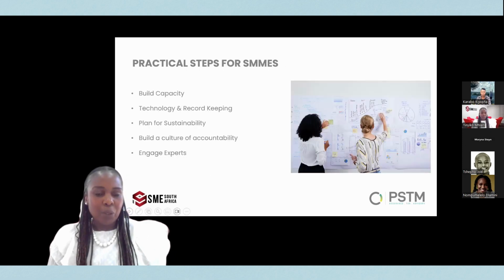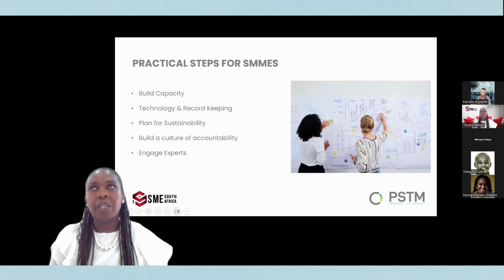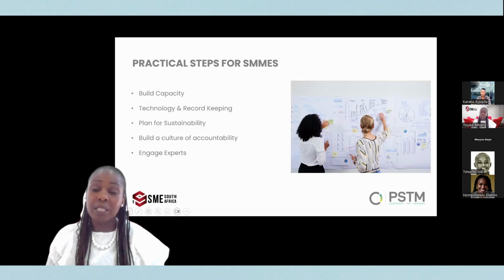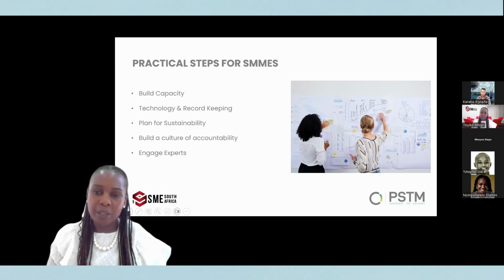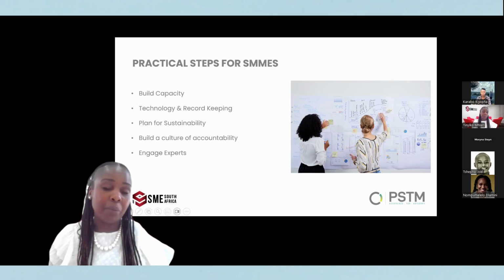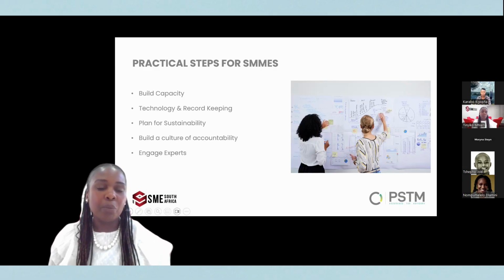Practical steps for SMMEs continued: build capacity, very, very important. That example of the sales team earlier on, do they have the necessary capacity? Do they have enough manpower? Do they have the systems? Do they have the tools? Very, very important. Technology and record keeping, we cannot ignore technology. We're in a world where technology is driving everything at this stage. So we must ensure that we are using technology wisely in our business as best as we can. And we must always plan for sustainability.